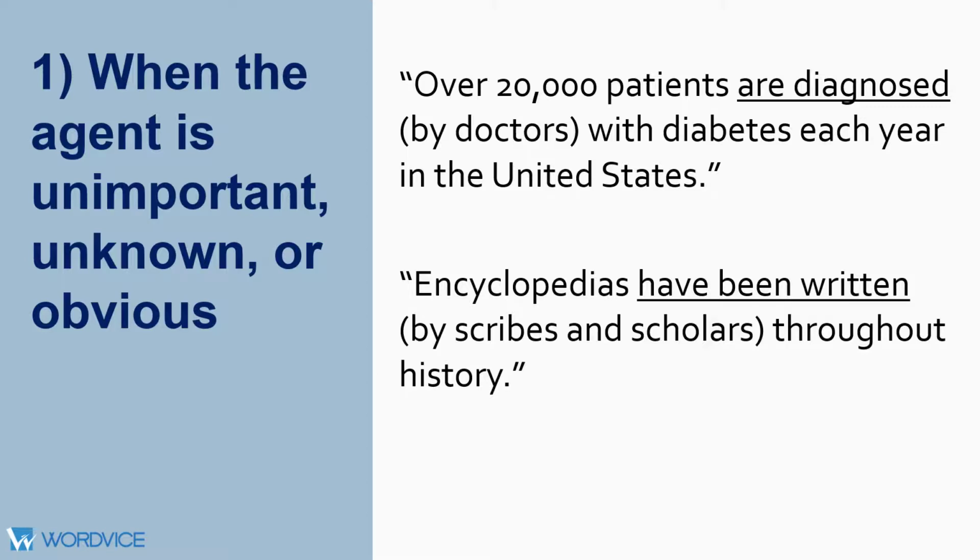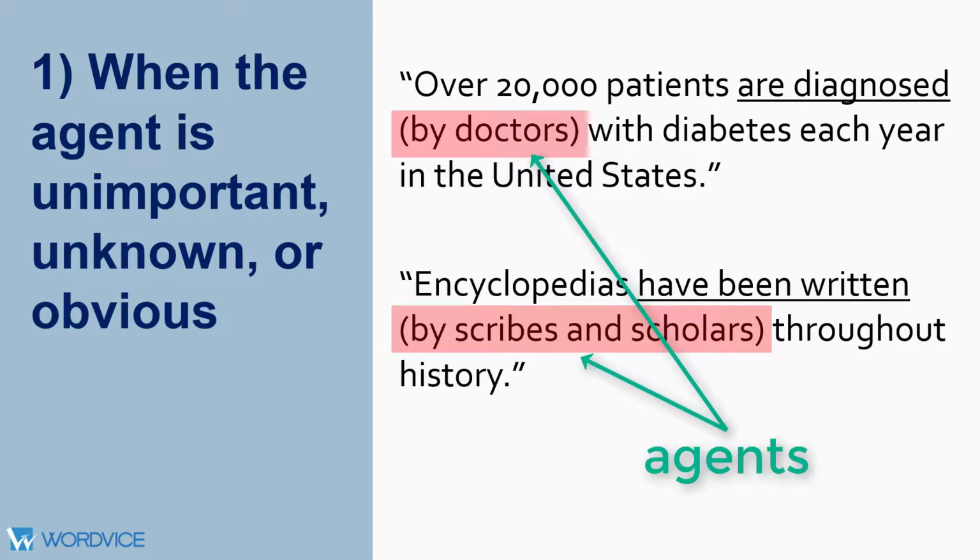In the first example, naming the agent of diagnosis is redundant, as doctors are almost universally the ones who diagnose diseases. In the second example, the author assumes the reader will not be interested in the authors. This decision, of course, depends on the focus of the study. Or perhaps the authors are unknown. The agent may, of course, be included if this information is important to the statement.